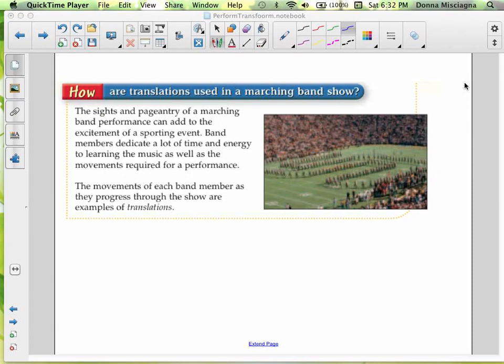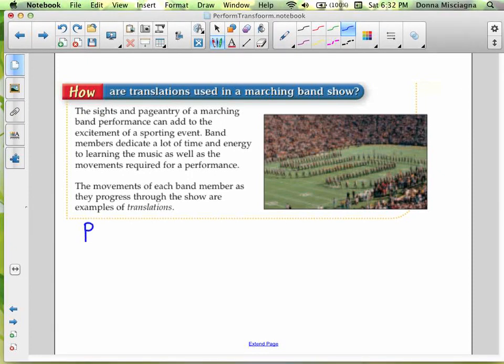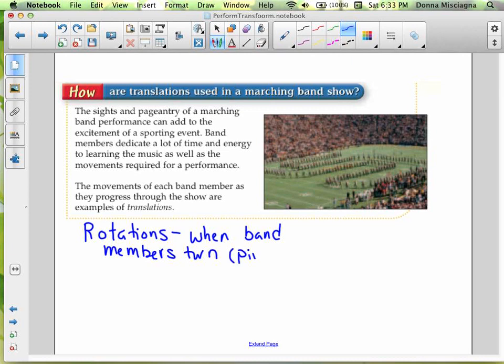Also, we have another type of movement that you will see if you watch a marching band show, and that is rotations. And we're going to see a rotation when band members turn. In marching band, we call that pivot. Right? So when you literally step and you turn on one foot, you pivot on one foot and you move in a different direction. That's a rotation. Right? Or in marching band terms, pivot.